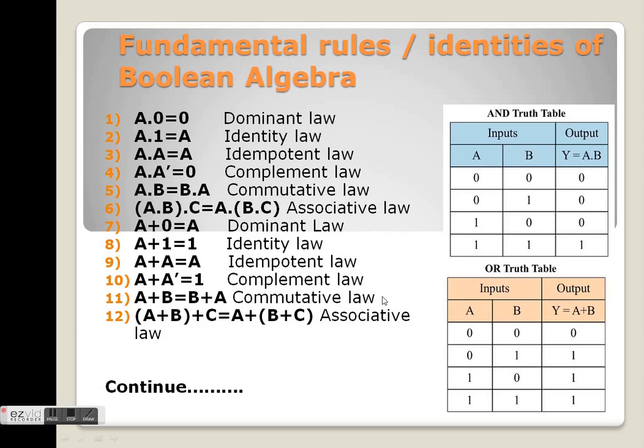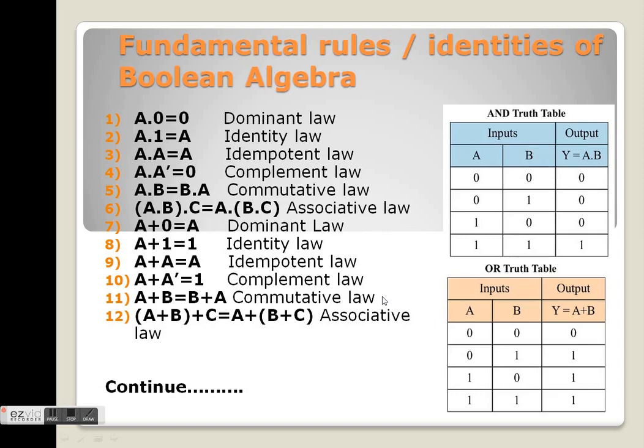The fifth law is the commutative law. It says that A AND B is equal to B AND A, which means on changing the order of the variables, the result does not get affected. For example, the result of 1 AND 0 and 0 AND 1 is same.